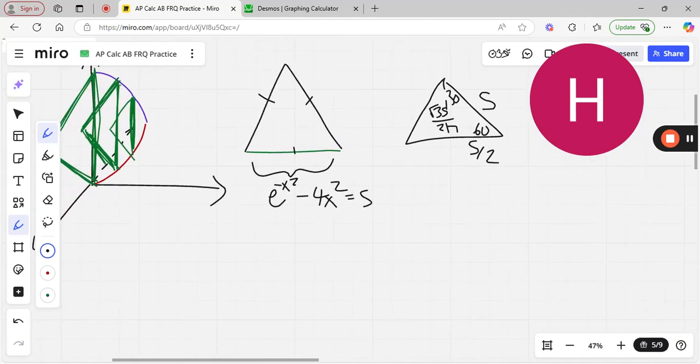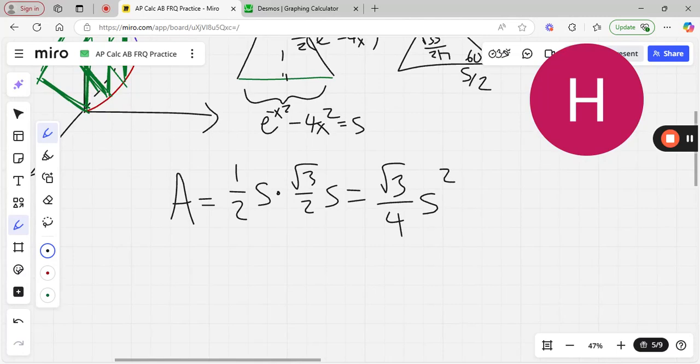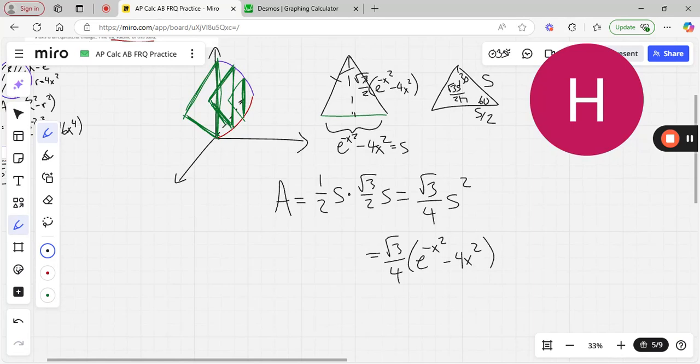Well, that means that this height is therefore root 3 over 2 times e to the negative x squared minus 4x squared. Which is kind of messy, but all you have to do is think about it like this. We have 1/2 base, which is S, times height, which is root 3 over 2 S. Altogether, that gives us root 3 over 4 S squared, and then we can simply plug that in parentheses. We're not going to do anything fancy with it. We're just going to plug it in. Okay, that's the area of one of these triangles.